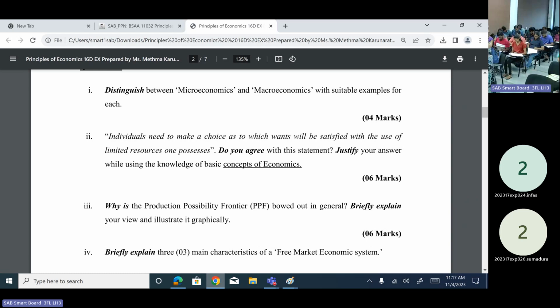Centrally planned, what is it? Command economy, we call it. The government or the central planning authority will take economic decisions. The government will have the resource ownership.